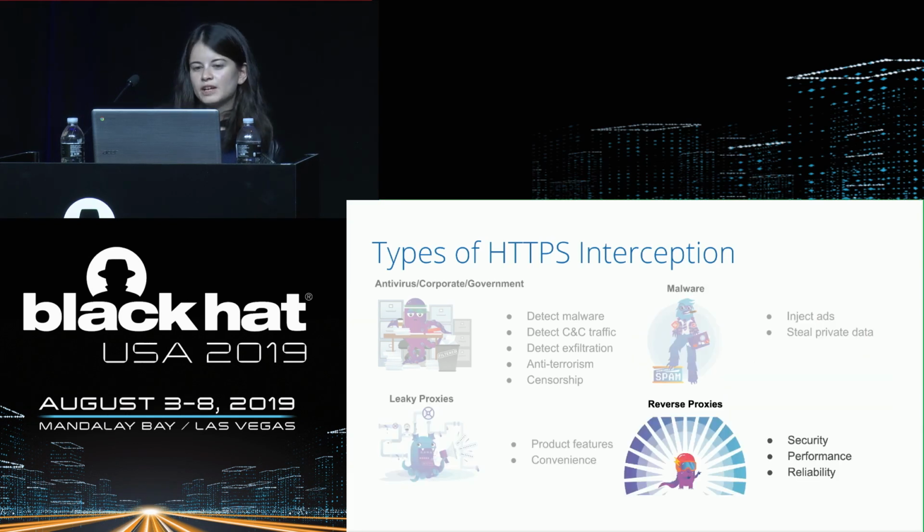A final type of HTTPS interception is through reverse proxies. Unlike other forms of proxies, reverse proxies don't require a client to install a new root certificate, since clients connect directly to the reverse proxy. Reverse proxies are usually deployed to improve the security, performance, and reliability of their customers' sites by providing features like load balancing and modern TLS.